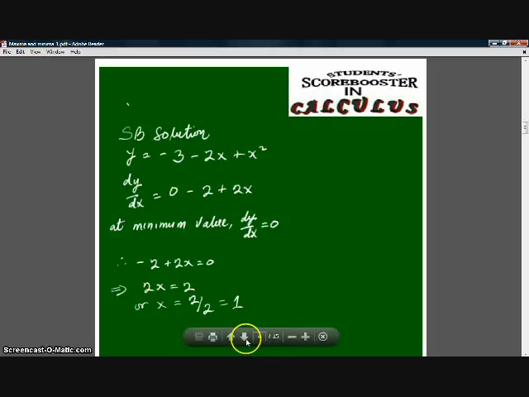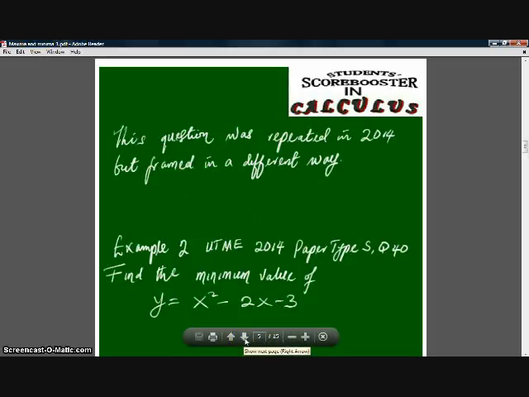Now let us see, sometimes the same question can be repeated and it will come in a different form. So let us see, this question was repeated in 2014, but it was framed in a different way. So you need to be careful. You need to understand the question and take a good grab of it and know how to solve it. Look at the question in 2014. Example 1 was in 2010.